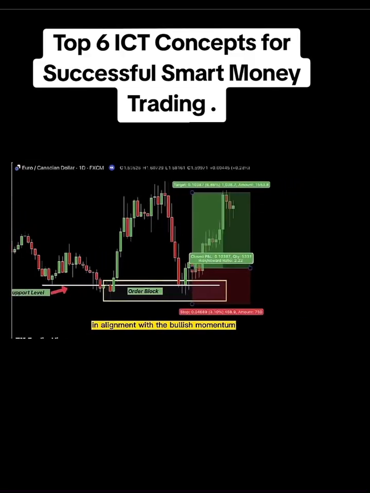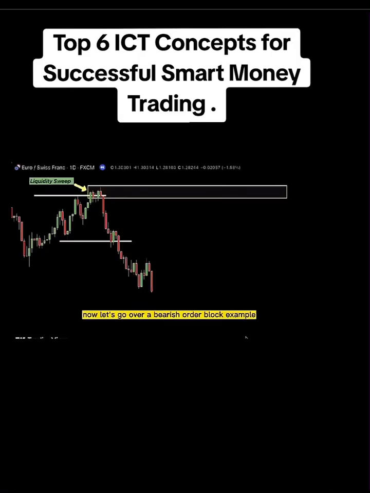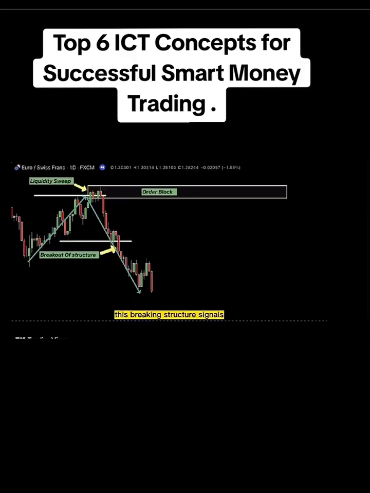Now let's go over a bearish order block example, which works similarly but in the opposite direction. In this chart, the market was trending upward, forming higher highs and higher lows. But as the price reached a significant resistance level, the market failed to continue upward, creating a sharp reversal and breaking the previous higher low structure. This break in structure signals the beginning of a bearish trend.